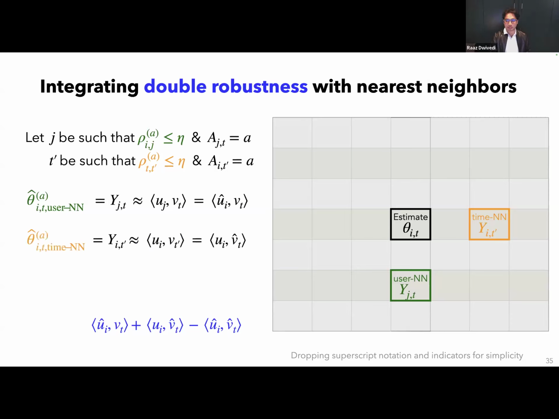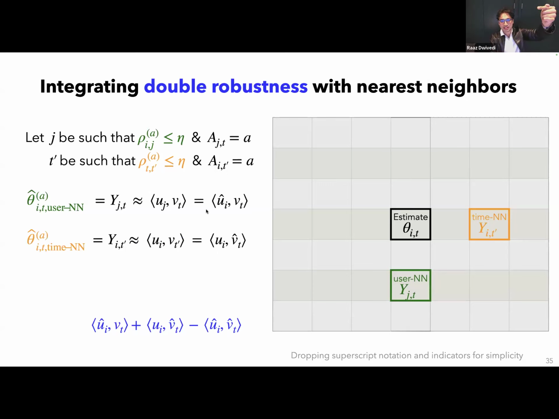The second term, now you can see what's going on. It's like you flip the role of user and time. Now this is Y_{I T prime}, so the outcome of user I at a similar time T prime, which I can write as U_I V_T prime. So U_I is the correct one, V_T is the wrong one, or like an approximate one. So that is what the hat is doing here. So it's U_I V_T hat.